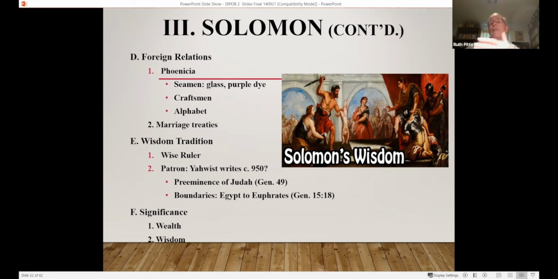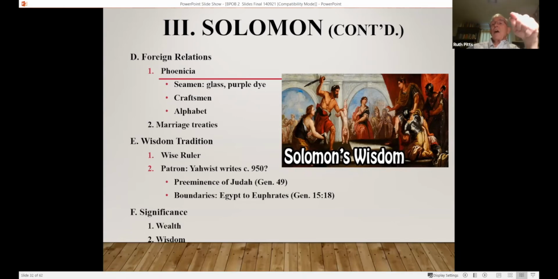The marriage treaties, this is the way Solomon kept peace. It is marry the daughters of all these people around. The wisdom tradition is that he was a wise ruler, and the very famous example of the 2 women who claimed the same baby, and a patron of writers as well.